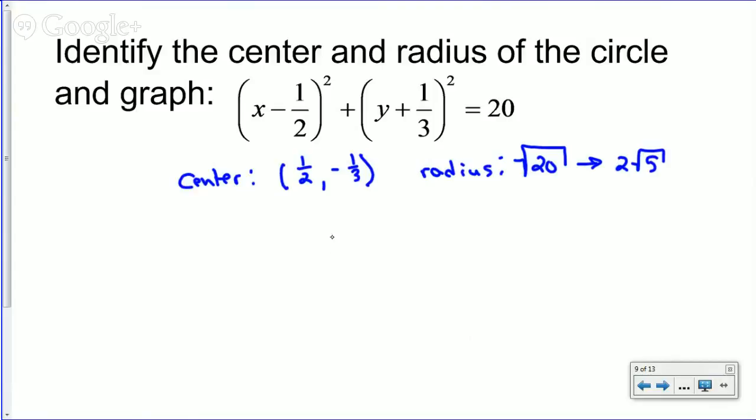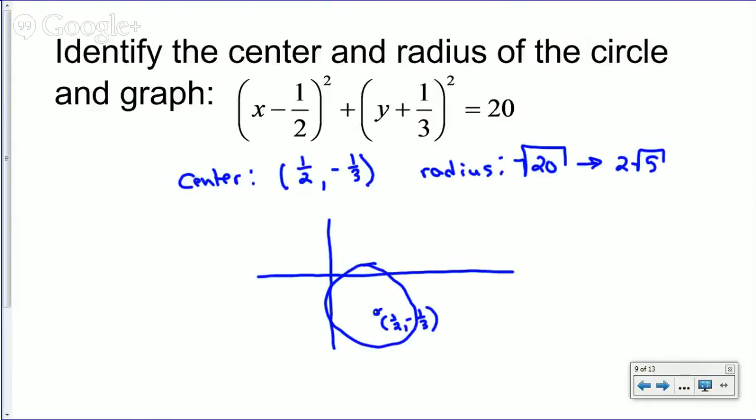Now this one's a little bit trickier to graph, so we're just going to do a general idea of my graph. So 1/2, -1/3, that's in this quadrant. And the radius is somewhere bigger than 2. Radical 5 is between 2 and 3, so maybe closer to 2, so maybe this is around 4 or 5, just to be an estimate. So we'll say something like this, and then we'll be sure to label this radius as 2 radical 5. So that's a general idea of the graph.